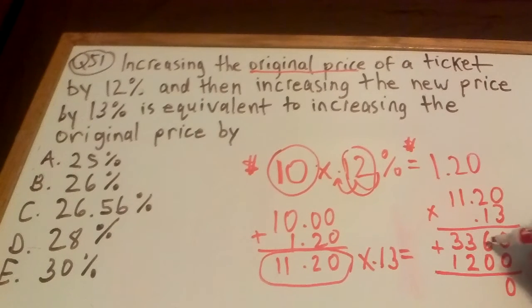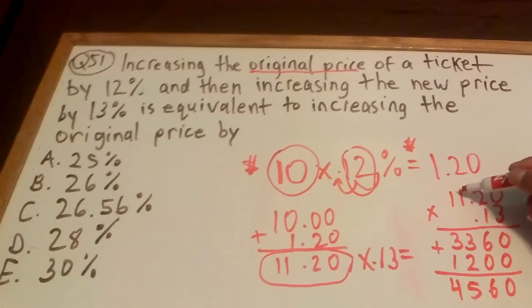0 plus 0 is 0. 6 plus 0 is 6. 3 plus 2 is 5. 3 plus 1 is 4. So, did we do this right? 0, 2, 1, 1, 0, 6. Okay, so that's the number that we get, right?